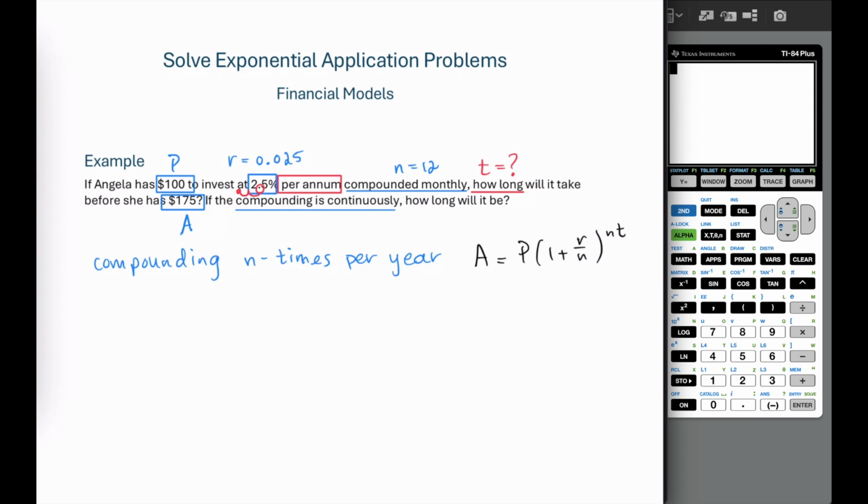So let's plug in everything that we've been given. We know that the end amount is $175. What she started with initially was $100. Then we multiply that by 1 plus 0.025 for r. The number of compounding periods was 12, and we're going to raise that to the 12 times t. But since t is what we're trying to solve for, that's our unknown quantity, and we hold the spot with a variable in our equation. Now we need to solve for t.